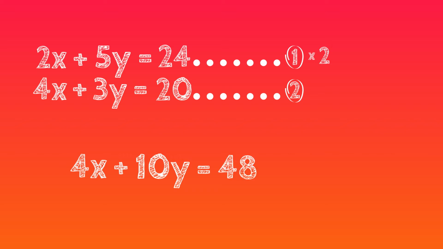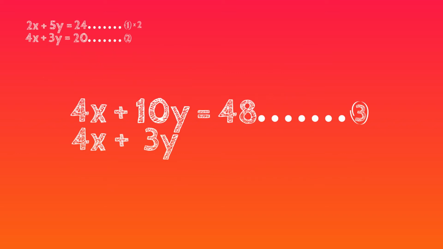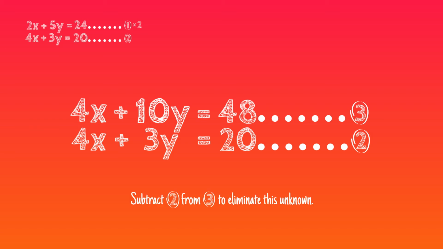Now, because we have different terms, we'll call this equation 3, because it no longer looks like equation 1. And then we're going to take equation 2 and write 4x plus 3y is equal to 20 under it. Now we're going to subtract equation 2 from equation 3 to eliminate this unknown.